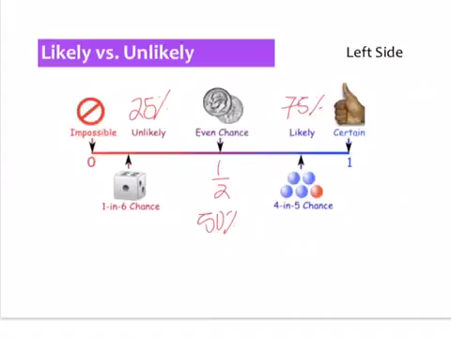Now, if it's in the middle, it's neutral. You're like, there's a good chance it might be heads. There's a good chance it might be tails. You can't really tell. It's like 50-50, all right? So go ahead and copy this down, and then we'll be able to move forward.